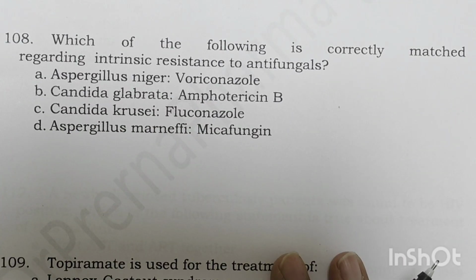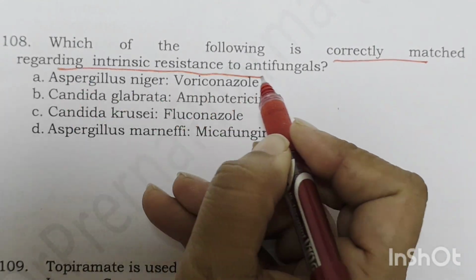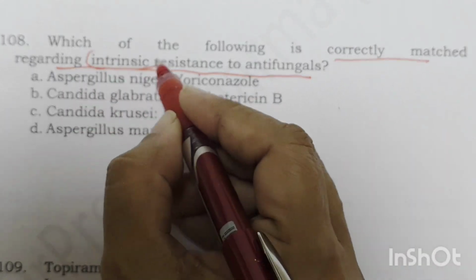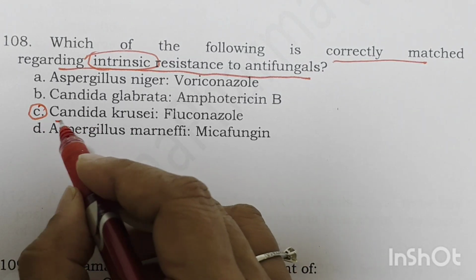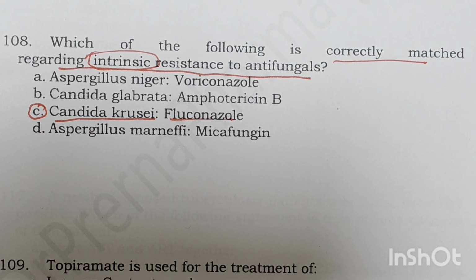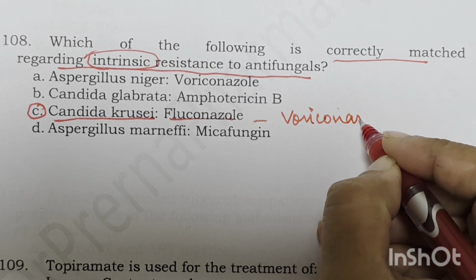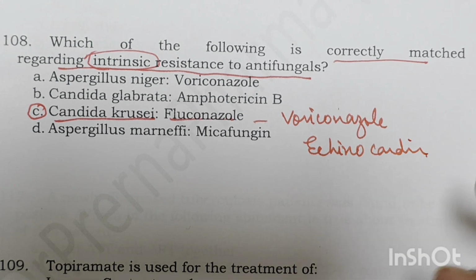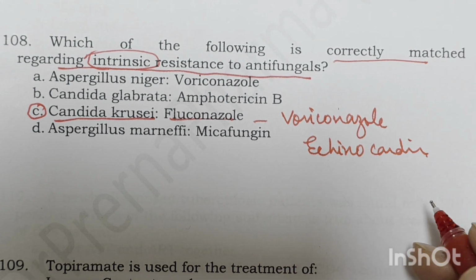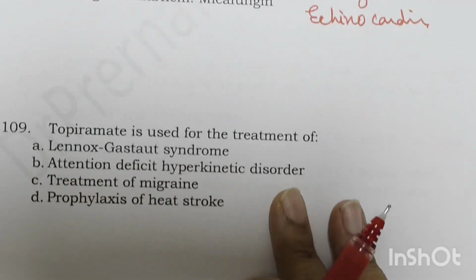Which of the following is correctly matched regarding intrinsic resistance to antifungals? Intrinsic resistance means it is not supposed to have any action on it. So here again there is a factual one, Candida krusei and fluconazole. Candida krusei is intrinsically resistant to fluconazole. It should be treated with either voriconazole or echinocandins. And the preferred drug for Candida glabrata is echinocandins, with transition to oral fluconazole or voriconazole. For resistant cases you can use amphotericin.